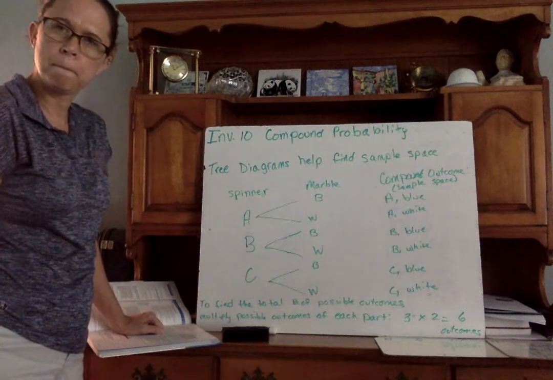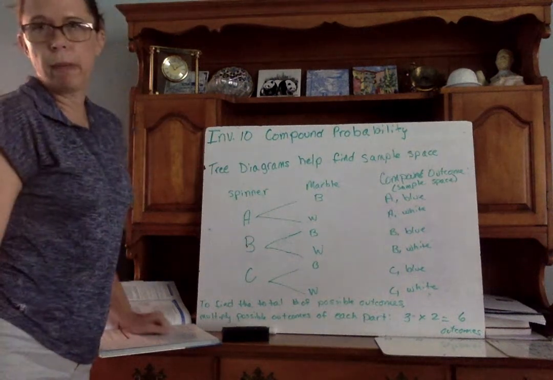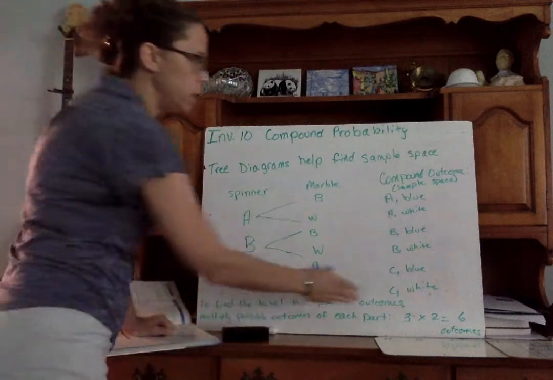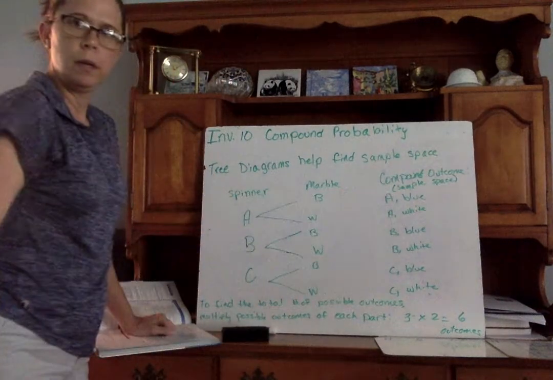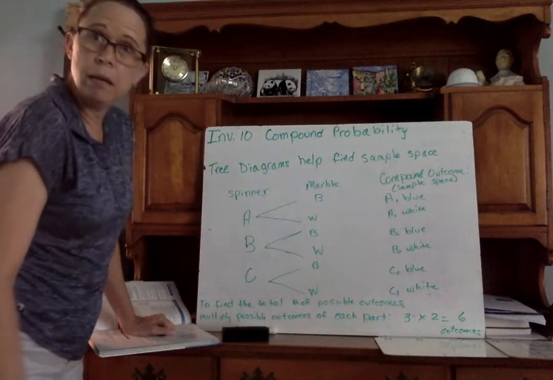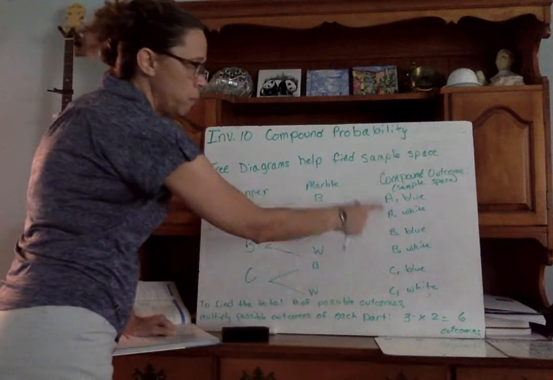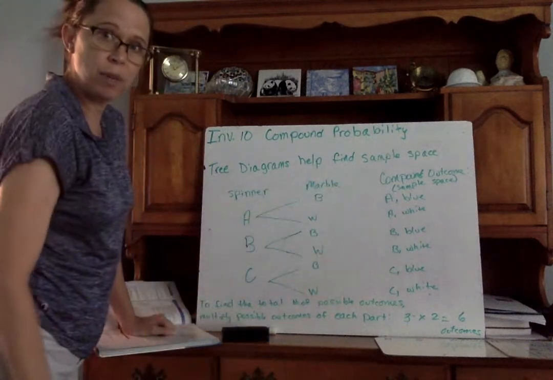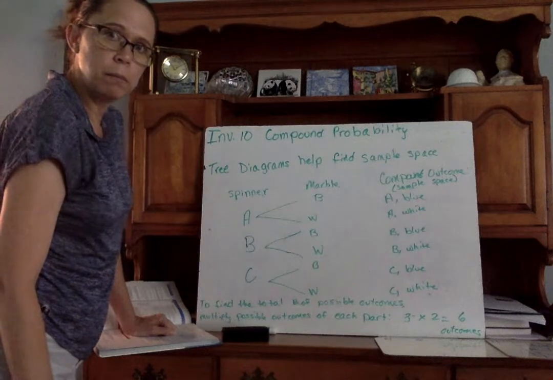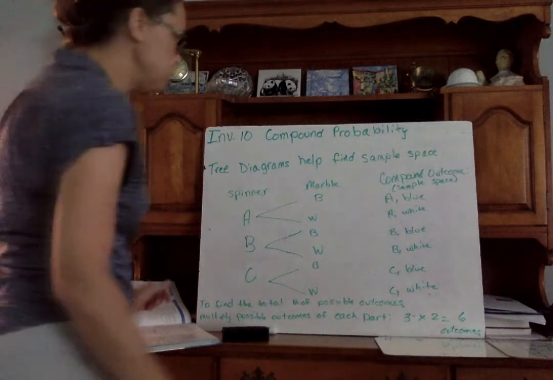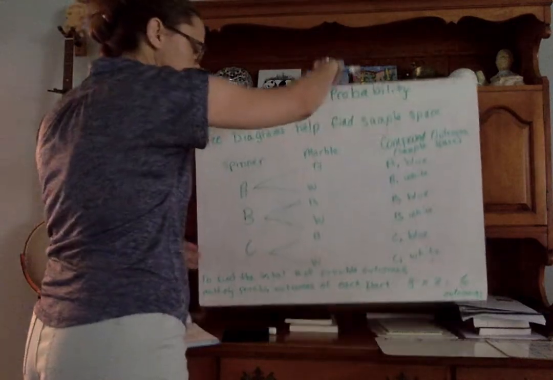Now that's just talking about the sample space, all of our possible outcomes. The probability of any one of these combinations happening is different than the sample space. So let's move to the probability now.